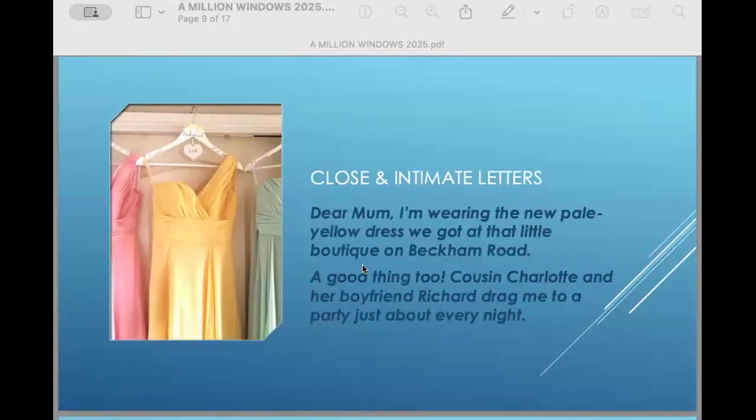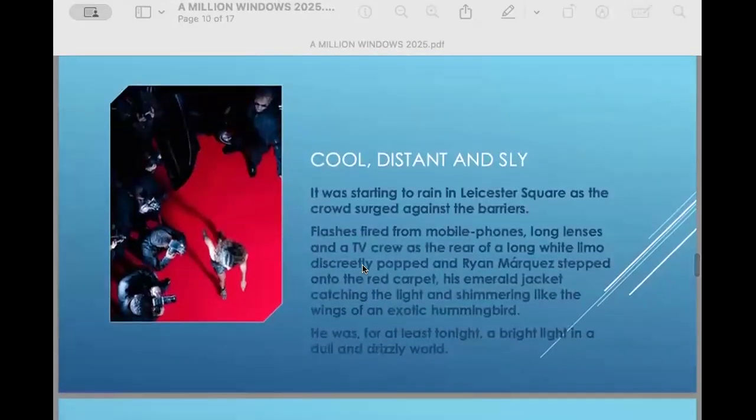And then we're going to look at one that's almost moving across the spectrum, which is a distant viewpoint, sorry, that is a little bit more cool, distant, and even sly. So I'm going to read this for you.